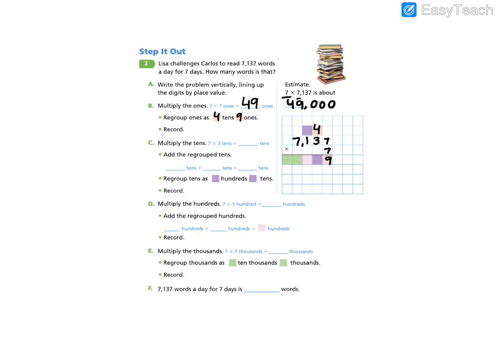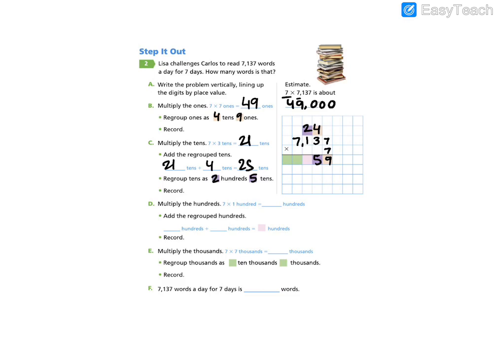We're going to add those to the tens that we multiplied. So 7 times 3 tens is 21 tens. However, we still have those 4 tens from the ones place. So in total, we actually have 25 tens. Oh no, we have to regroup this one again, right? 25 tens, 2 hundreds, 5 tens. We record our 5 tens, and we regroup our 2 hundreds.